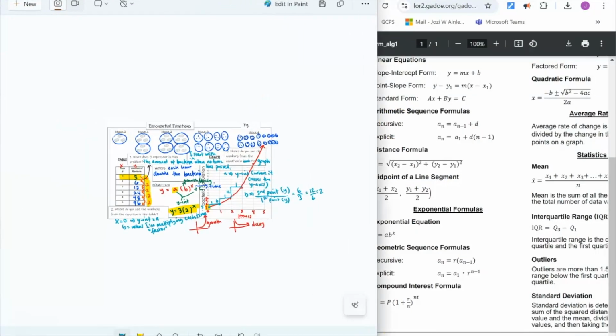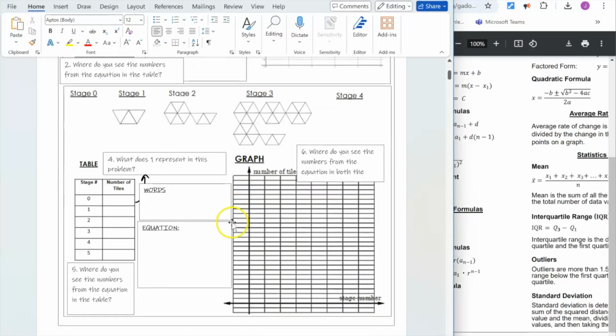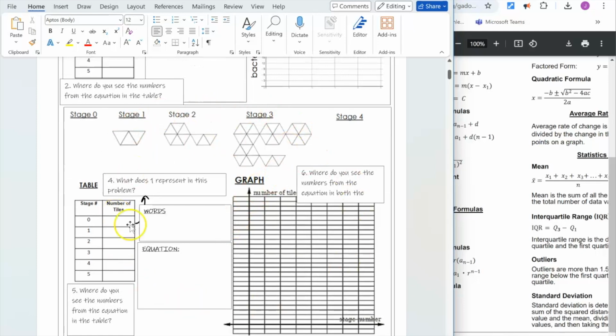But before I show you how to do it in the calculator, I do want you to be able to do it by hand. So you're going to pause the video and complete the second example. Go ahead and pause the video, and you can work together in groups, but I want this completed, and then you're going to give it to me to grade. Let's practice.